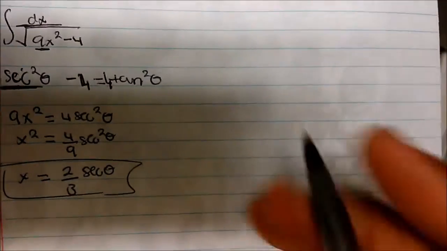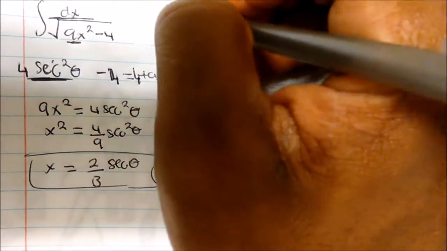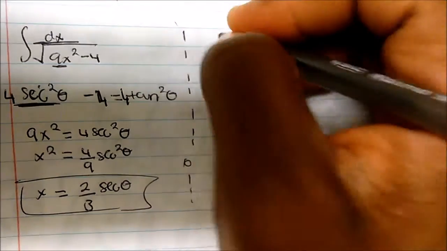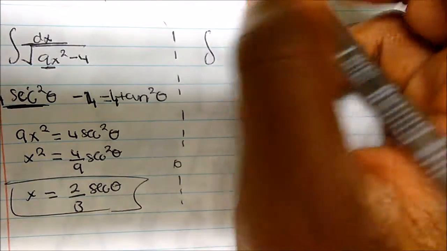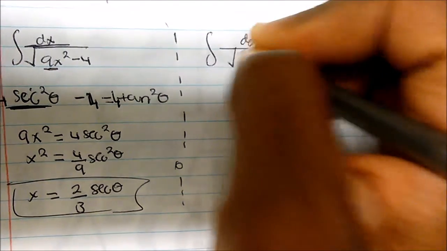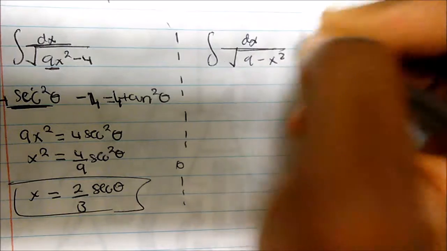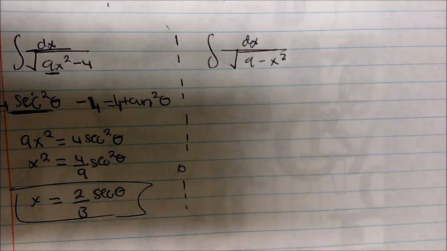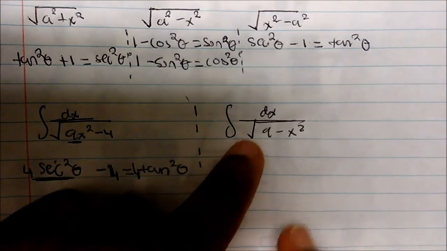Okay, let's look at another one. What if we have the integral of dx over 9 minus x squared? Okay, how would we actually integrate this? Well, to me, it looks as if this is cosine.